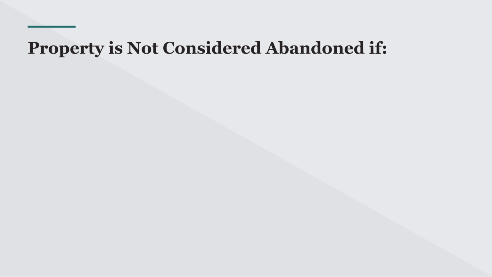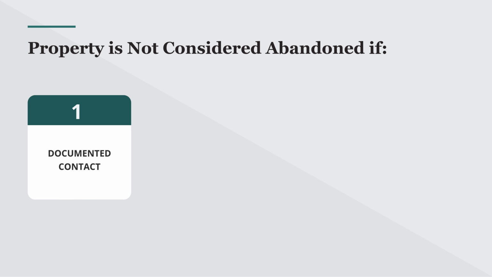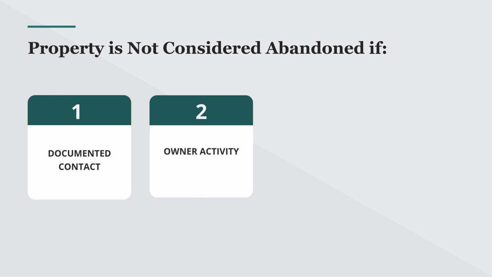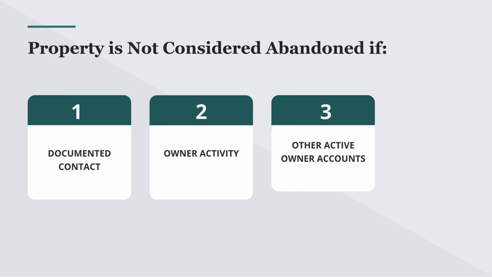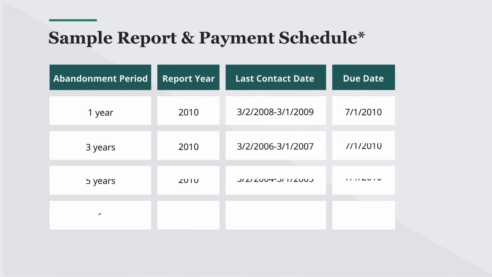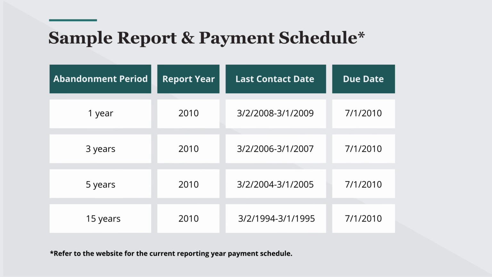Businesses cannot consider property abandoned if there is recorded contact with the owner, either by mail, email, or phone, if there are owner-generated deposits, withdrawals, or transfers on an account, or if an owner has other active accounts with the holder. Businesses are required to file a report on or before July 1st of every year for property presumed abandoned. The type of property determines the length of the abandonment period.